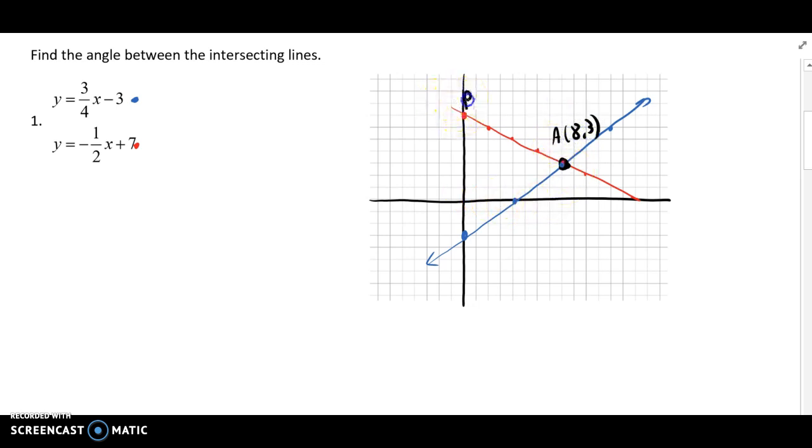This point at the top I'll call point B, the y-intercept is 0, 7, and this point at the bottom I'll call C, that's 0, -3. The question here asks us to find the angle between the intersecting lines. I'll put that little marking on it, call this angle theta.